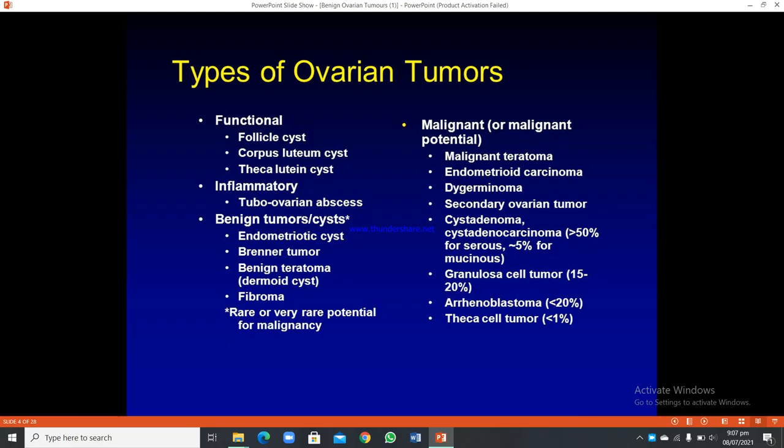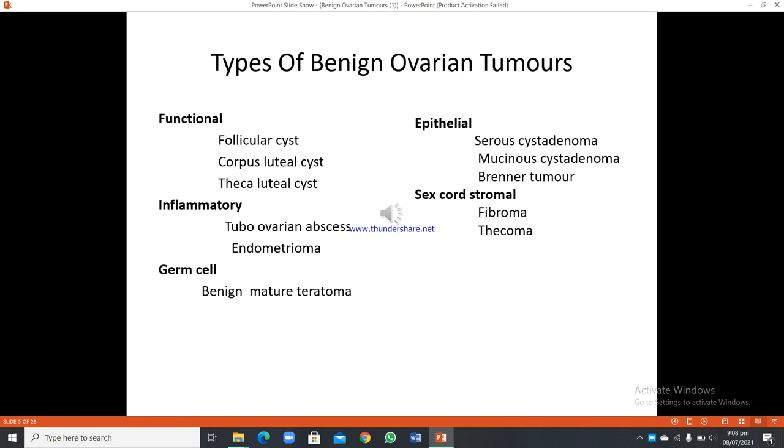For malignant or malignant potential, we see malignant teratoma, endometrioid carcinoma, dysgerminoma, secondary ovarian tumor, cystadenoma, and cystadenocarcinoma, more than 50% for serous and 5% for mucinous, granulosa cell tumor 15 to 20%, and Brenner tumor less than 20%, and theca cell tumor less than 1%.